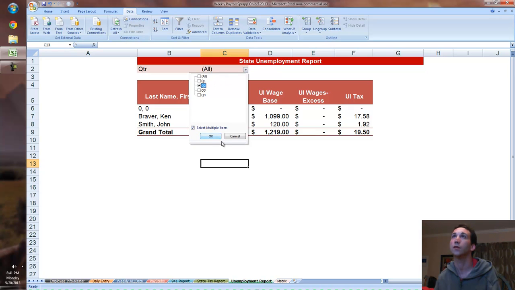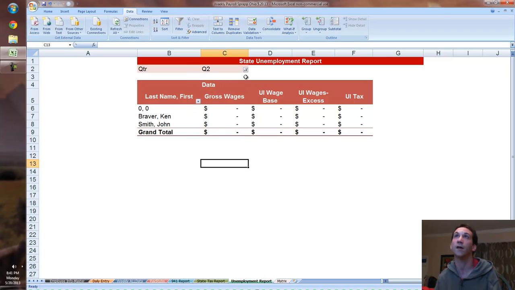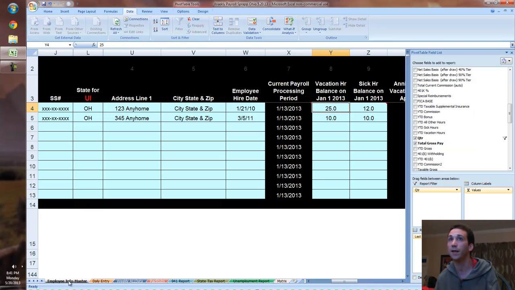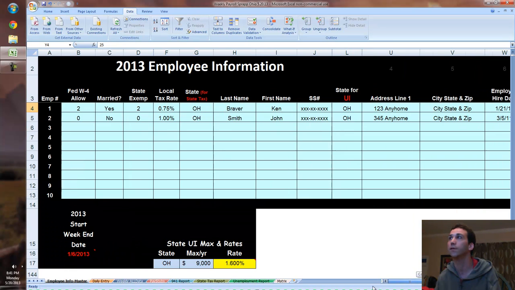Of course, for example, quarter 2 there's going to be nothing because I haven't put in any data for quarter 2, but quarter 1, it's the quarter we're in, and this is where all the data is. You owe $19.50 on these wages at this rate here of 1.6%. So this is the basics when everything's working great and you just have to do data entry.